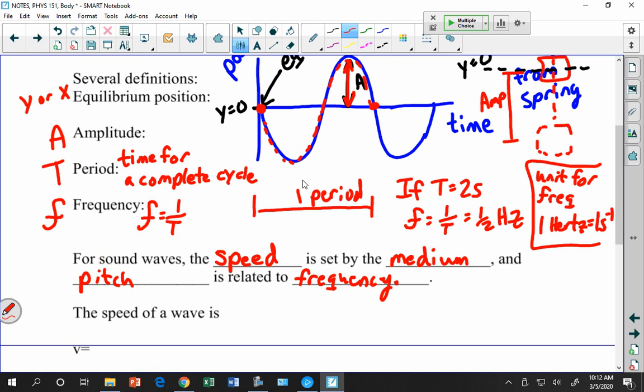And then the pitch is related to the frequency. You know what pitch is? Is it a low or a high sounding sound?